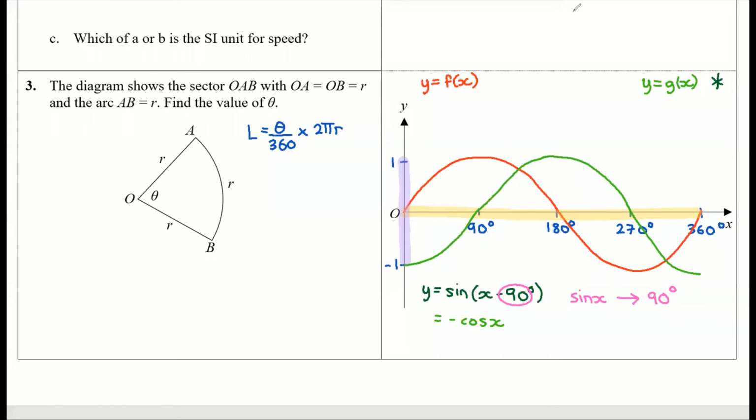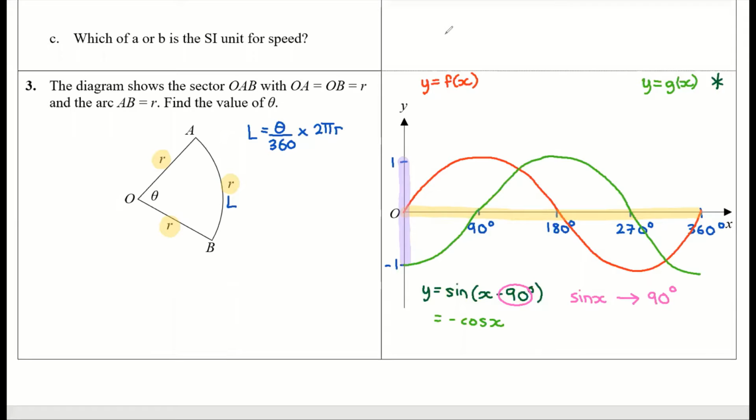So in the last question for the warm-up, question 3, we've got a sector, and you'll notice something interesting about this sector. The radius is denoted as r, but the arc length is also r. So if you remember from GCSE, the curved edge opposite the angle at the center we call the arc length.